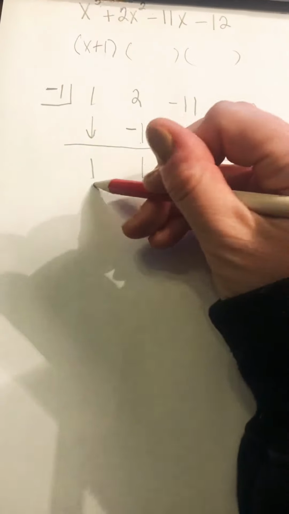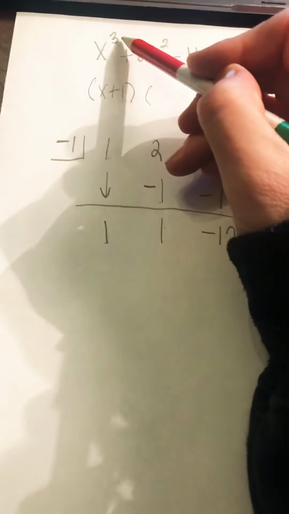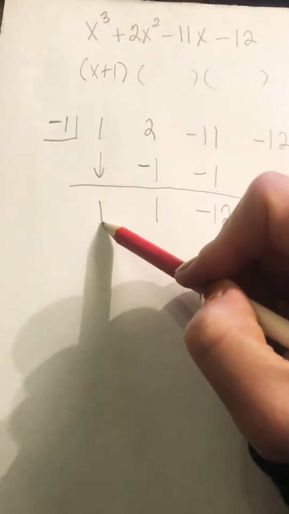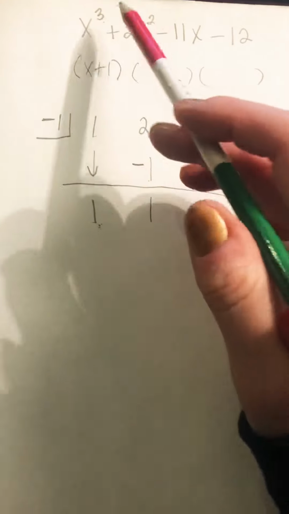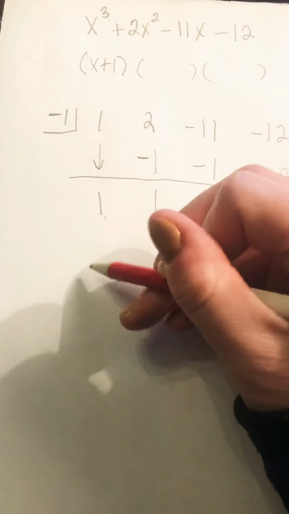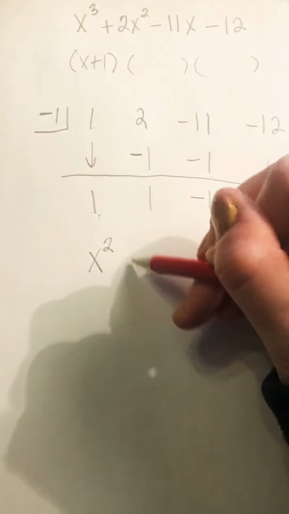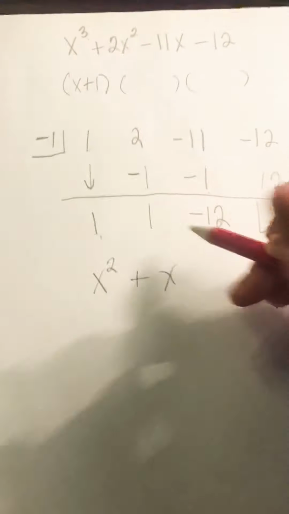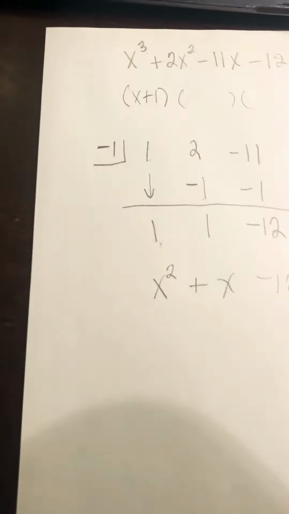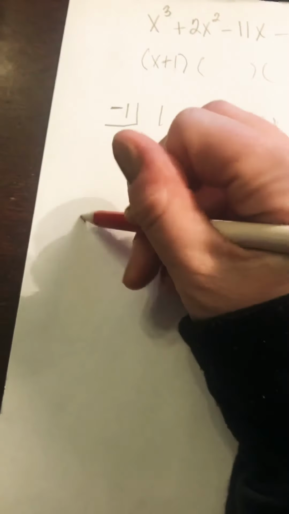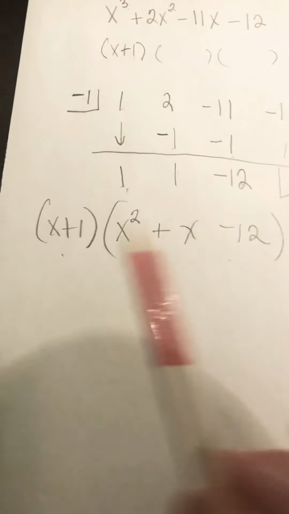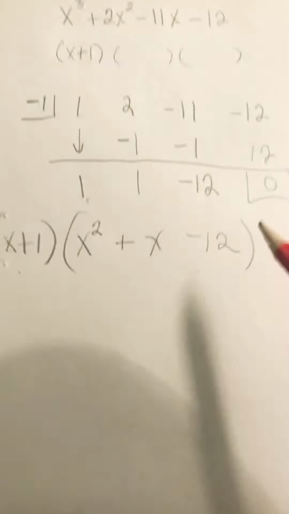So what's this here? Remember, if this starts at a cubic function, whatever you get here is going to be 1 degree less. So if this is cubic, this here is going to start at 1x squared plus 1x minus 12, right? So this is another piece. We have our x plus 1, which is part of our factorization, and then this. This times this is going to give you the original, but this is not completely factored yet.